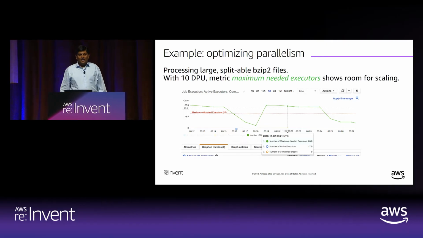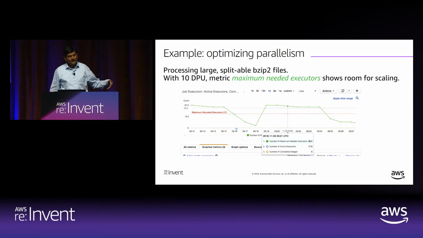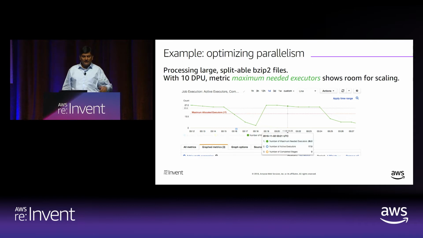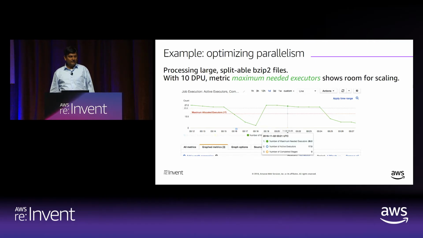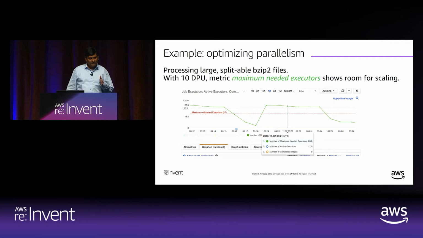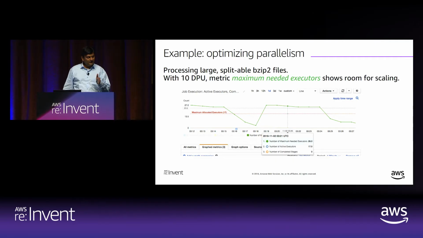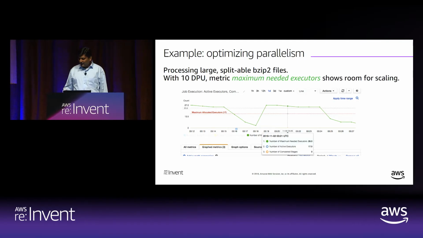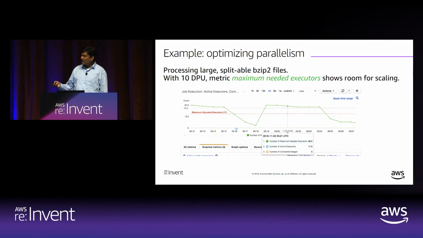Another example is optimizing parallelism with Glue metrics. In this particular case, we're processing large bzip files. And bzip is a format that's splittable. What that means is that you can actually index into the middle of a bzip file and read some portions of it. So dynamic frames will automatically index into it, depending on how many executors are available. And in this particular case, there are 2 metrics that are worth noting.